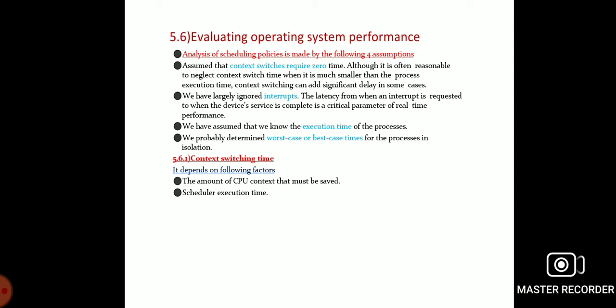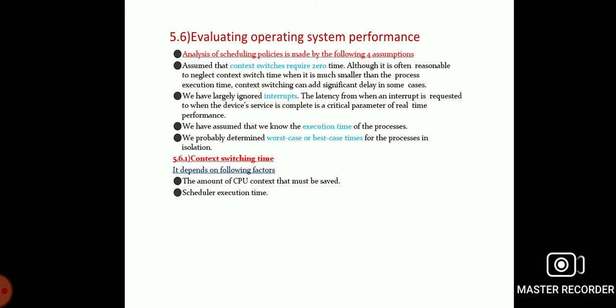Now today we are going to discuss evaluating operating system performance. So, what is the title? Evaluating operating system performance. How to evaluate the operating system. Here, the analysis of scheduling policies is made with the following four assumptions. So, we can focus on the scheduling policies.